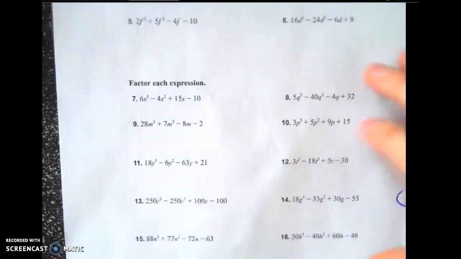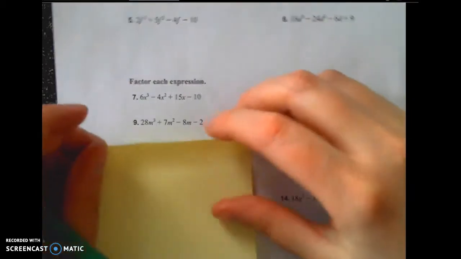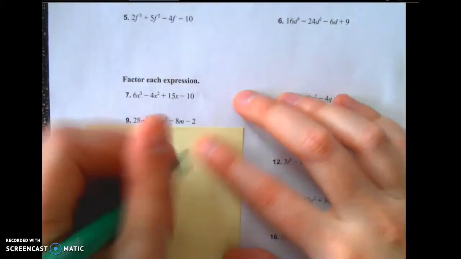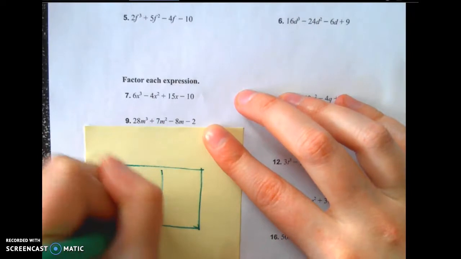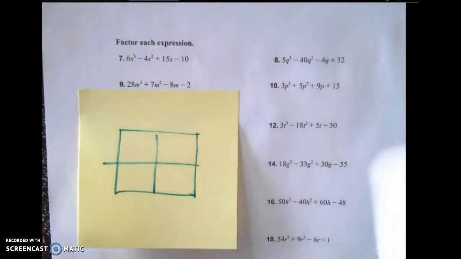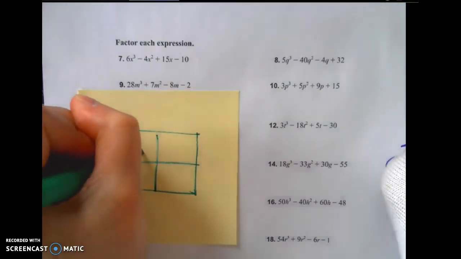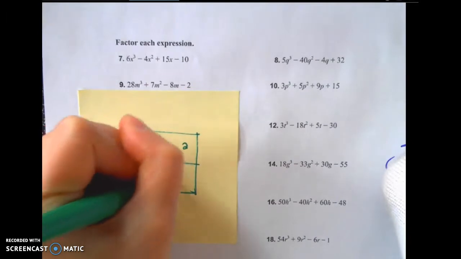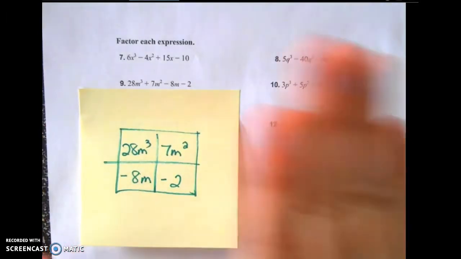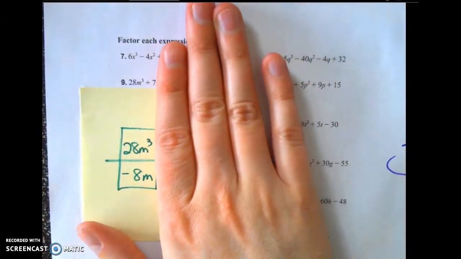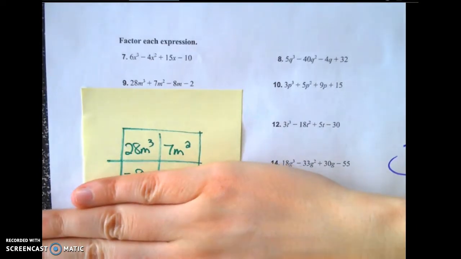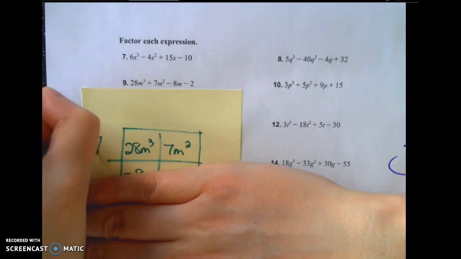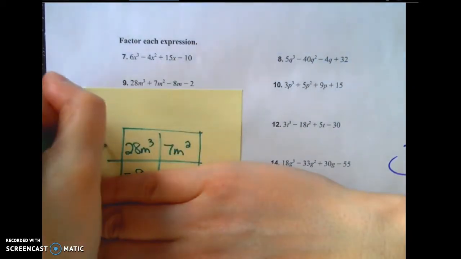All right, last one. Let's check out 9. Now 9 looks a little bit intimidating because it's got that nice big number up there. But let's put them in the boxes and group them. Okay, so 28m cubed, 7m squared, minus 8m, minus 2. Okay, so let's see. I could do it that way, or I could do it this way. Let's do it this way, because I noticed that 7 goes into 28, so my common factor is going to be 7 and m squared.